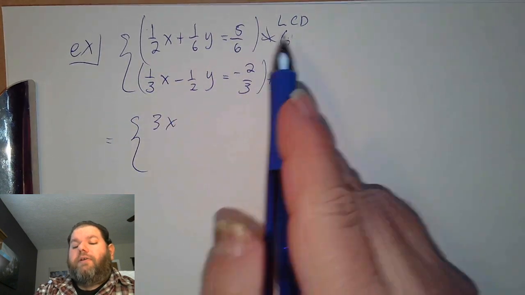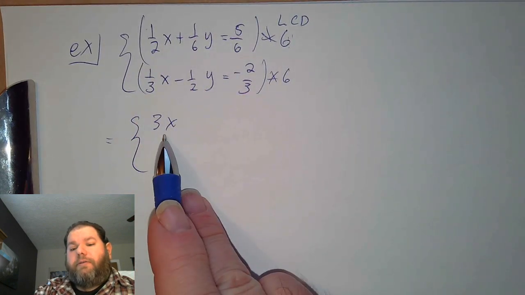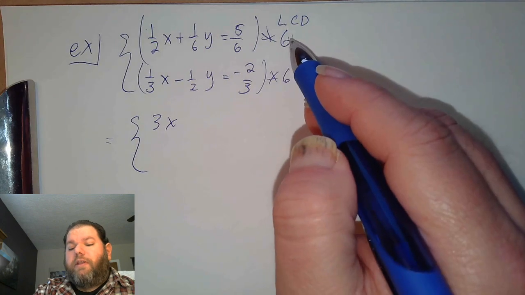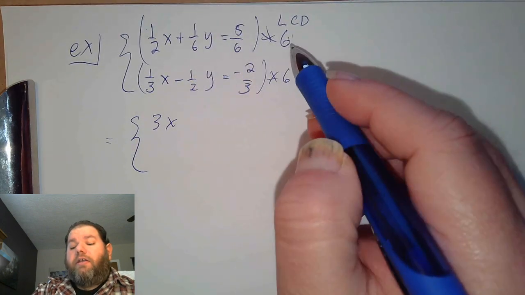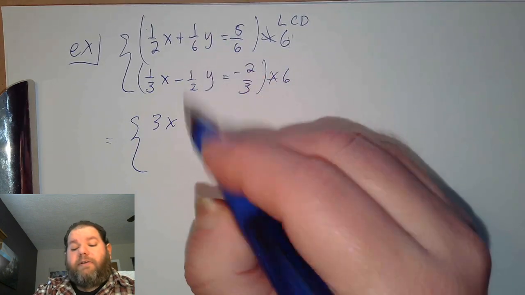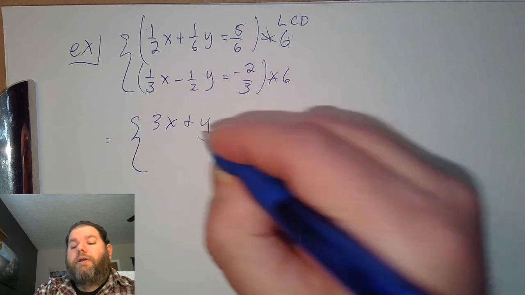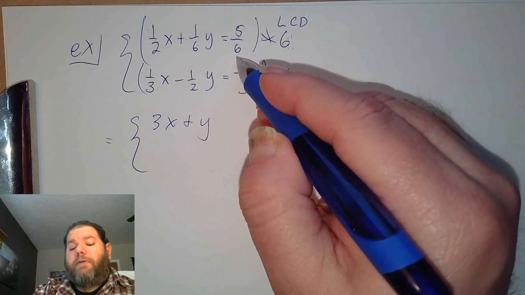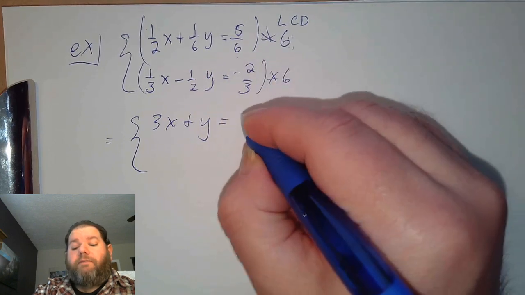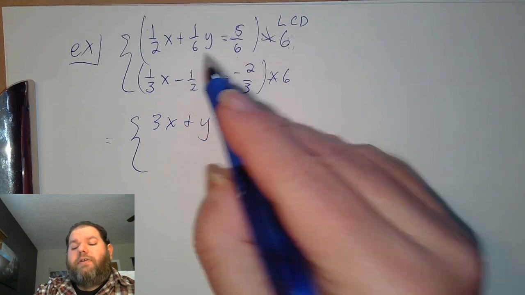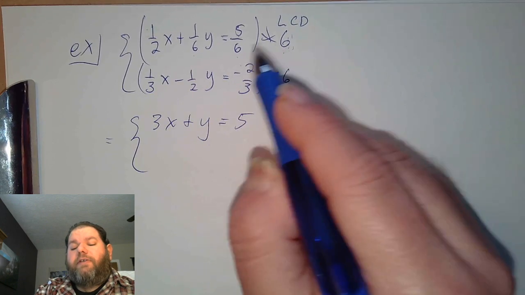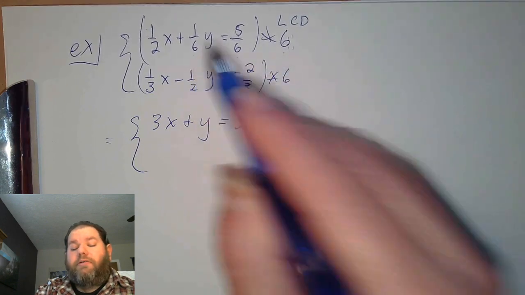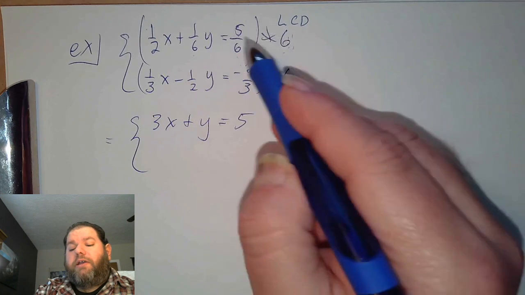So 6 times 1/2x is 3x. 6 times 1 over 6: the 6 times 1 is 6, divided by 6 is 1, so plus 1y. And then 6 times 5 is 30, divided by 6 is 5. In these two cases, we can just think of the 6 as canceling out the denominator, leaving 1y and 5.